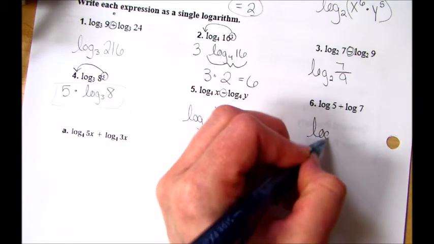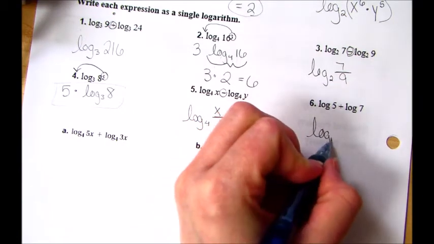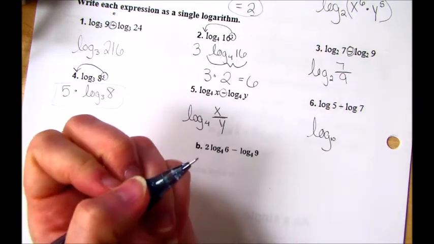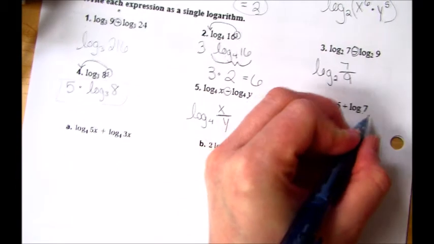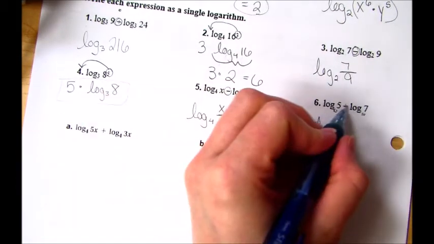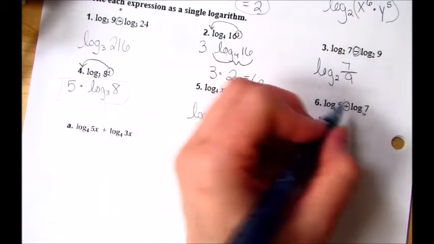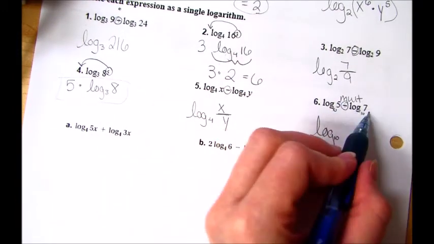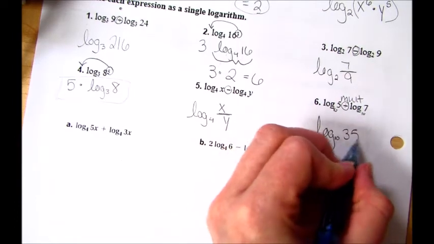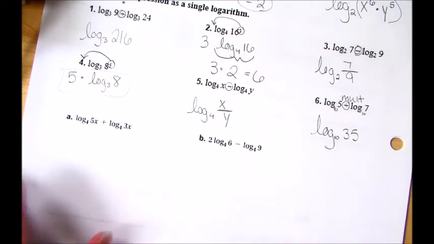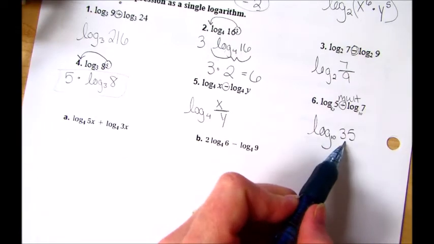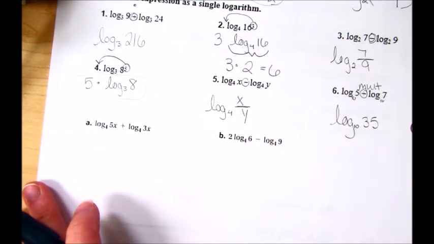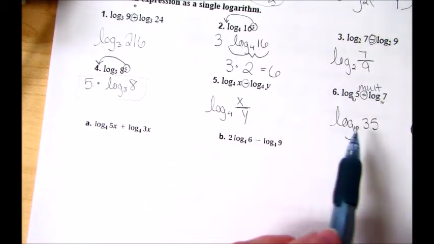Here's my log. It has a hidden base of 10. If you want to write it on there, you can. You don't need to write it on there. Remember, if it's not written, it's a 10. I see an addition sign, which means I'm going to multiply. So I know that 5 times 7, if I want to put this logarithm together, is 35. And there is 10 raised to something. There's no power to raise 10 to get to 35, at least not a clean answer, so we'll leave it alone.